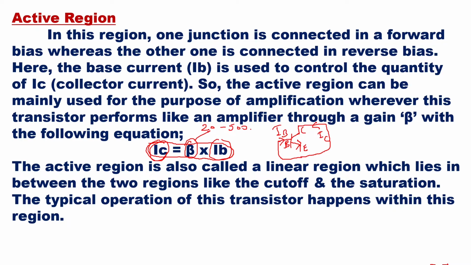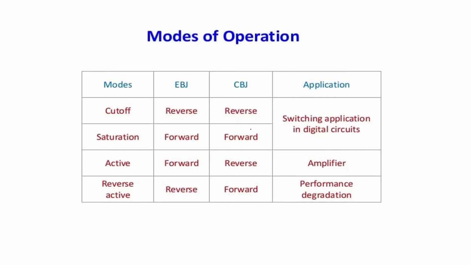The active region is also called a linear region, which lies between the two regions, cutoff and saturation. The typical operation of the transistor happens within this region. Then if you compare the modes, here you can see the junctions and the modes. Here I have named the modes: cutoff mode, saturation mode, active mode, and one more we will include here, that is reverse active mode.